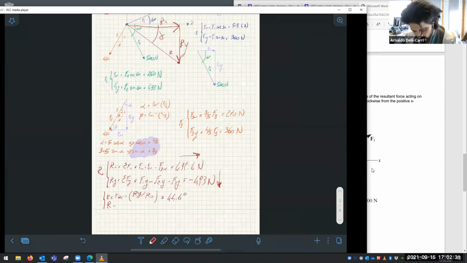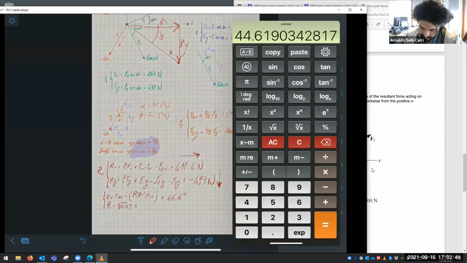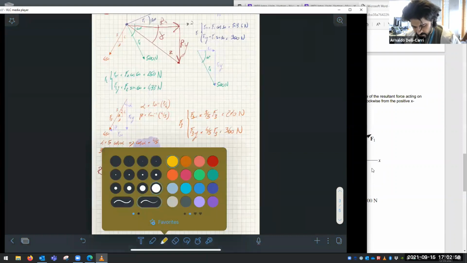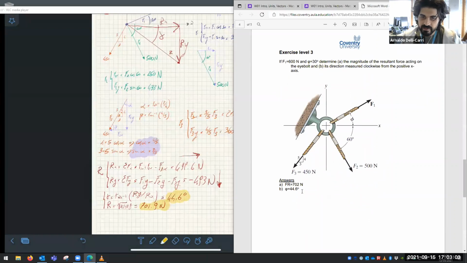And what is the actual resultant? That's the square root of Rx squared plus Ry squared. That's equal to the square root of 499.6 squared plus 493 squared, 701.89. 701.9 newtons. These are the two answers that we were looking for. Let me check if this is correct. 702, yeah, 44.6, correct.